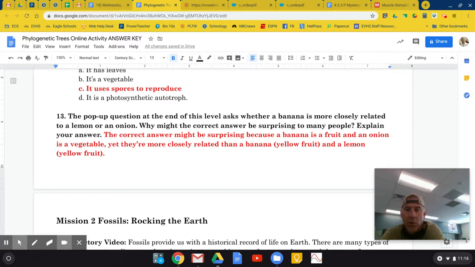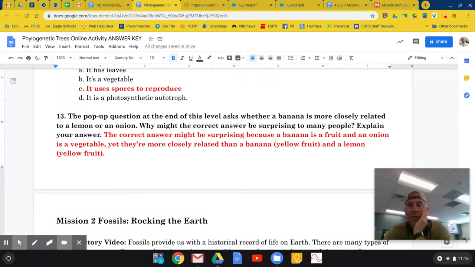Yet they are more closely related than a banana, which is a yellow fruit, and a lemon, which is a yellow fruit. So there's more than just those superficial things that we look at, like, oh, look, yellow fruit. Hey, look, yellow fruit. They must be related real closely. There's some more detail that we had to understand there in terms of the production of their flowers for when they reproduce.